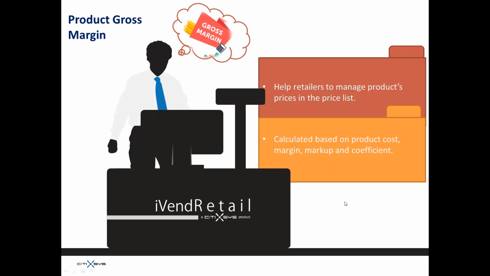We'll then go on to look at product gross margin and also price list manager. There are two tools within iVend that allow you to create recommended prices based on your product gross margin, and the second option that we'll have a look at is generating a price or price list based on other prices within the system. We'll look at those two different areas today to make suggestions for prices.